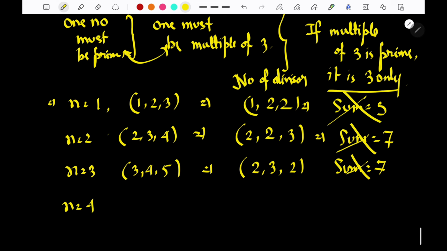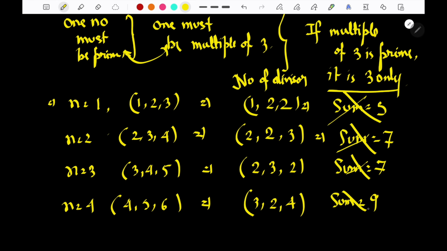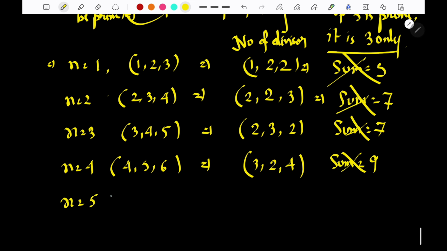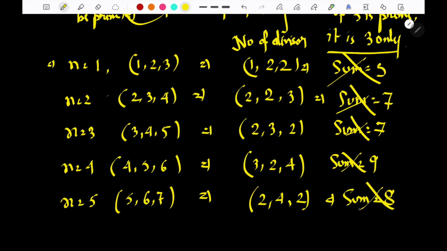Now n is equal to 4. So if n is equal to 4, then there is 4, 5, 6. Let's check out the case. For 4 there are 3 divisors. For 5 there are 2. For 6, 1, 2, 3 and 6, that is 4. So the sum is 9. Again not a possibility. If I check n equal to 5, let's see, 5, 6, 7. Number of divisors for 5 is 2, for 6 there are 1, 2, 3 and 6, that is 4, for 7 it is 2. So the sum is 8. Wrong.